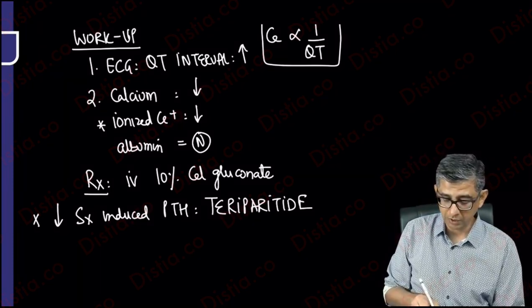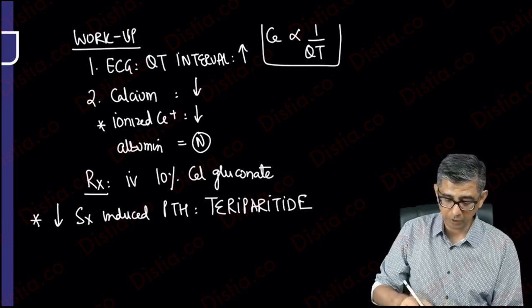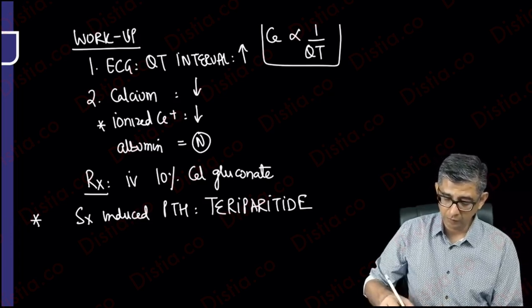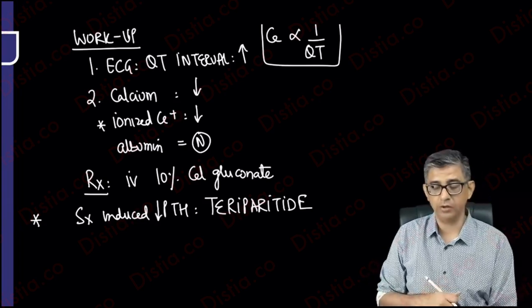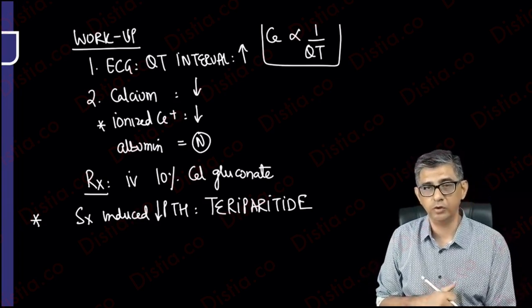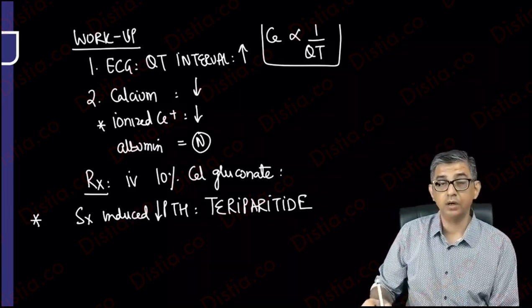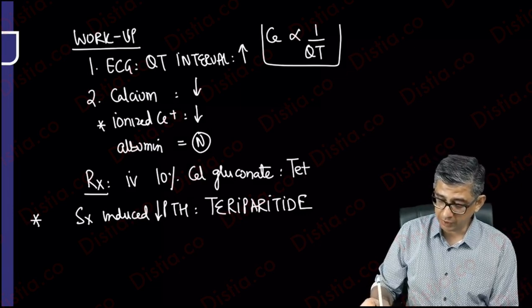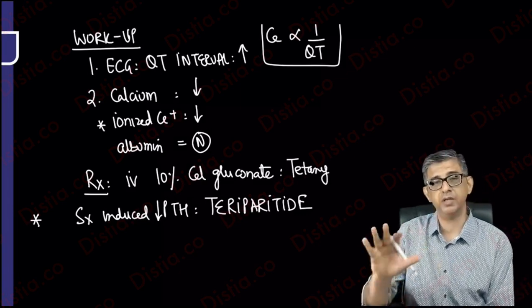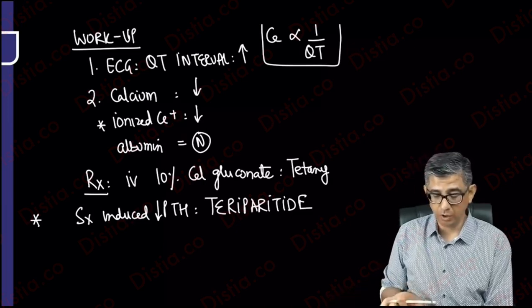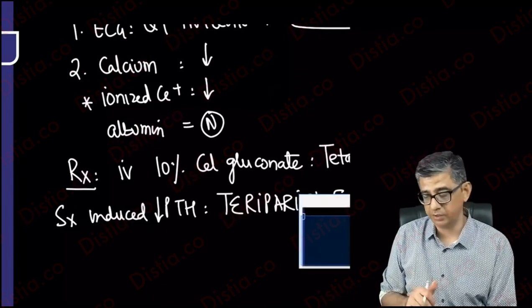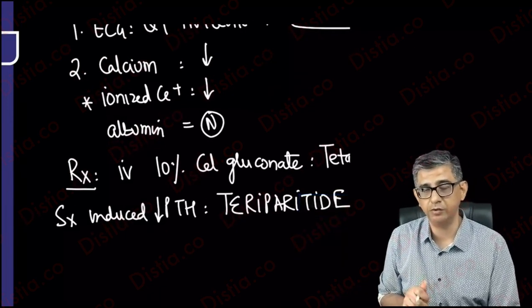So for surgically induced hypoparathyroidism, I repeat once again, teriparatide is the drug of choice. Otherwise, if he asks the first line management for symptomatic hypocalcemia, or what is the treatment for tetany, first line management for tetany is calcium gluconate. But this is not going to be a permanent solution, so you need to find a solution in the form of teriparatide injections for the patient.